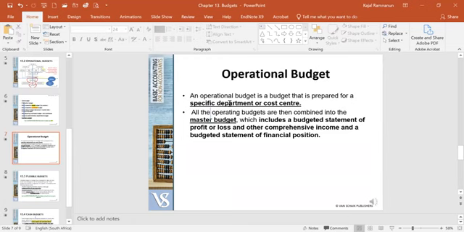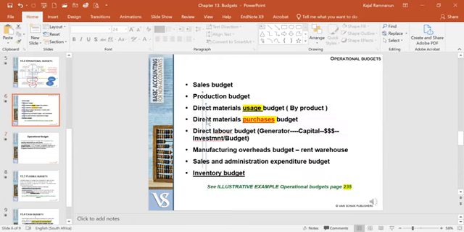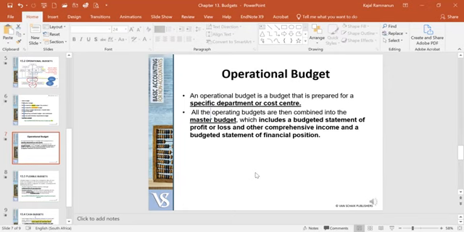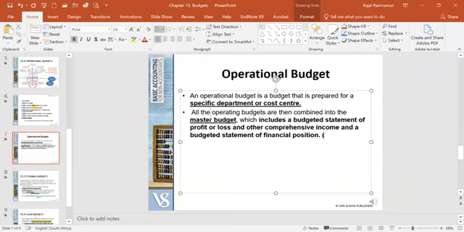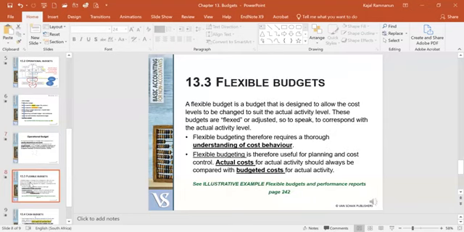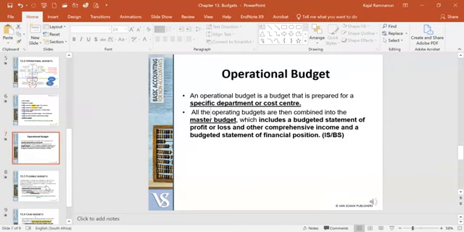So all operating budgets are then combined. All these operational budgets become the master budget, which includes a budgeted statement of profit and loss. All this means is that it's an income statement and a comprehensive income, and the statement of financial position. All it's saying here is that it's the income statement and the balance sheet. So the master budget in its entirety means the income statement and the balance sheet, as well as the statement of changes in equity.